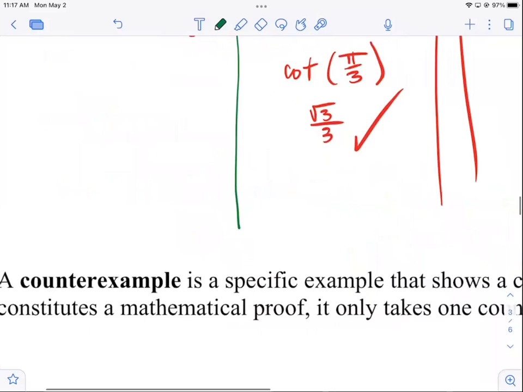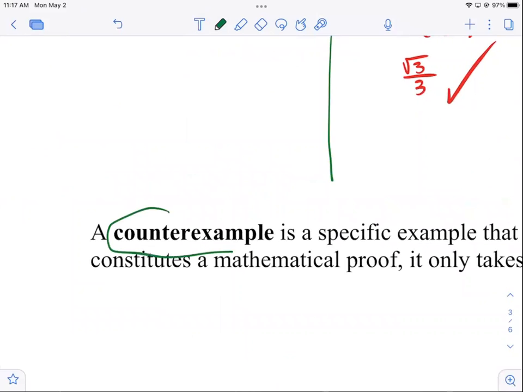All right, now I said proof was kind of hard, but to disprove something can sometimes be easier, because to prove something is true, you need to show it's true for all values.